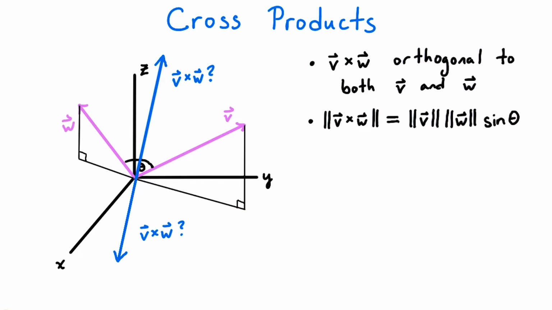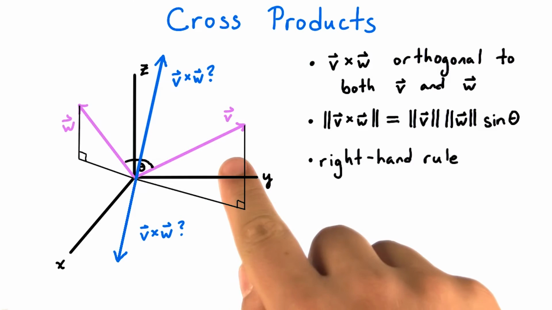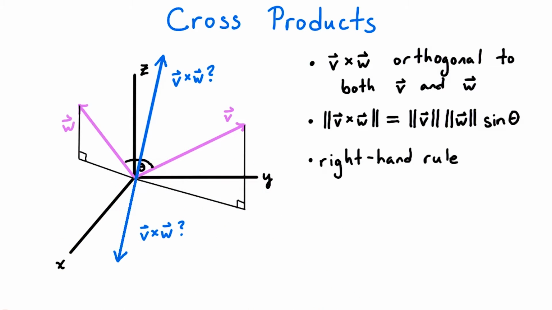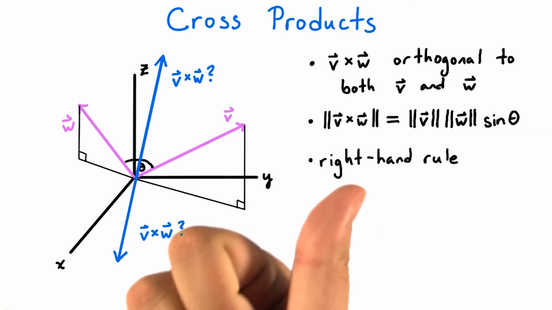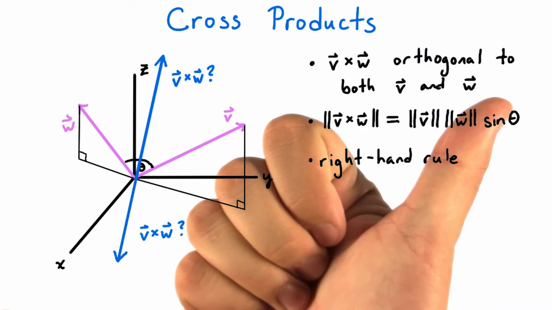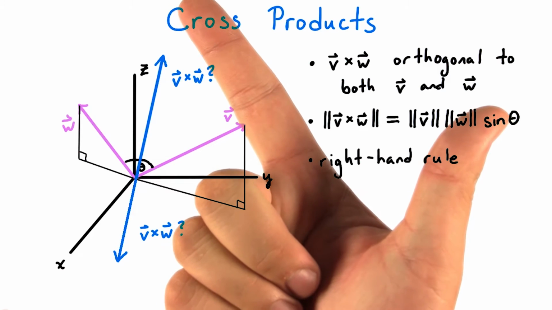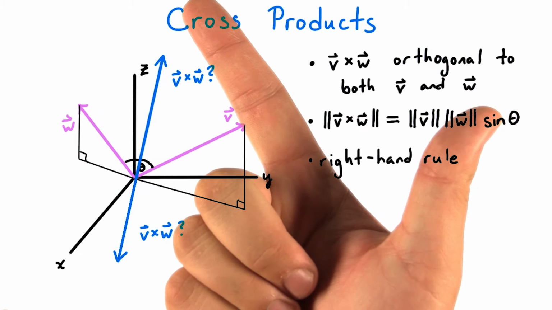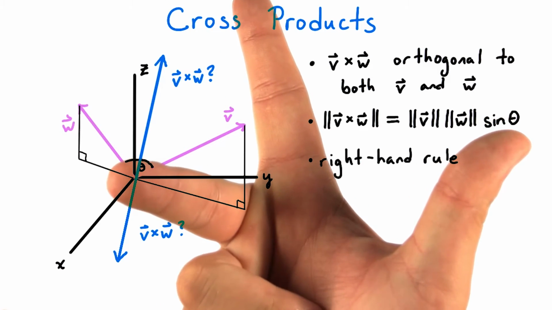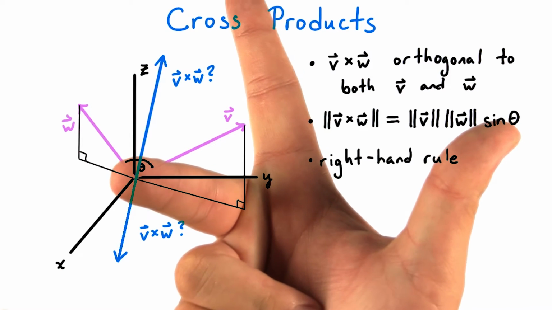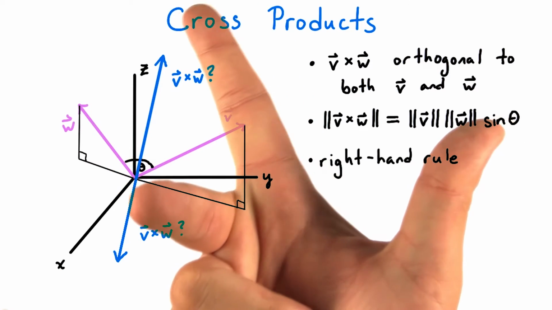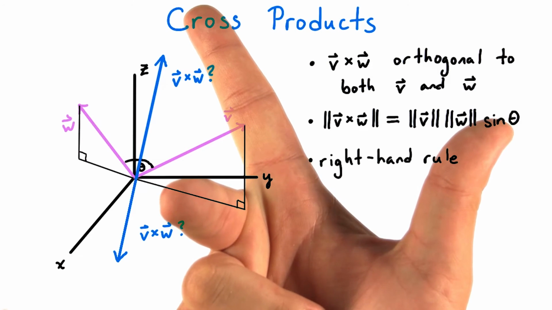In order to determine which vector to use, we proceed by the right-hand rule. Here's how the right-hand rule works. If the cross product is v cross w, imagine your right thumb pointing in the direction of v, and your right index finger in the direction of w. Then extend your right middle finger, and then the direction it points will be the direction of v cross w. So in this case, it will be pointing up.